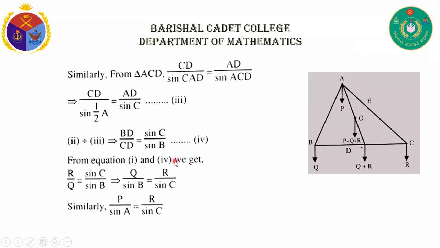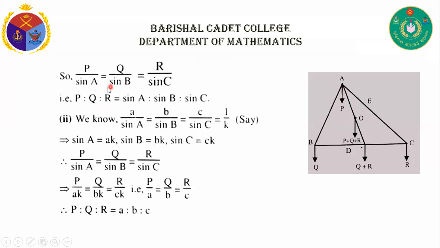So from equation 1, BD by CD equal to R by Q. So you can write R by Q equal to sine C by sine B, or Q by sine B equal to R by sine C. Similarly, from the forces P and R, we can write P by sine A equal to R by sine C. After combining this, we can write P by sine A equal to Q by sine B equal to R by sine C. So that is P is to Q is to R equal to sine A is to sine B is to sine C. So we proved the first part, and the second part we have to prove.